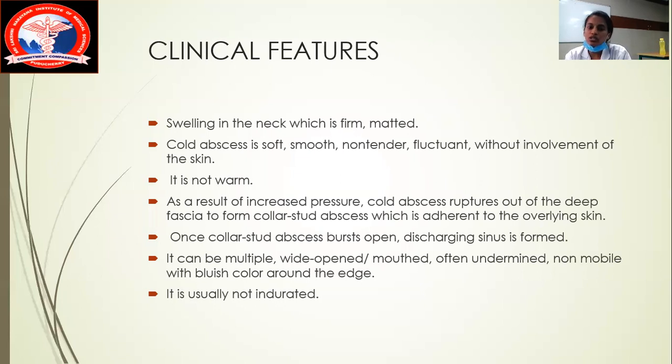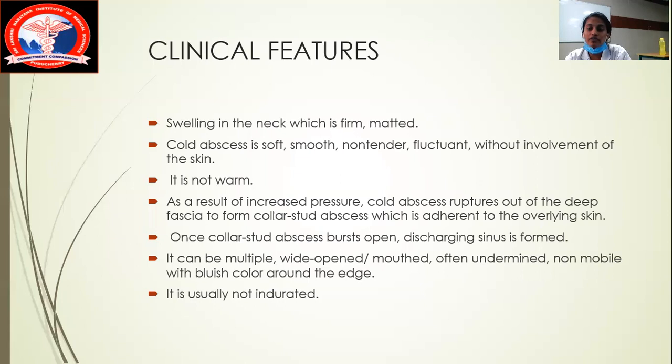So what happens when the collar stud abscess is a projected one? It often gets injured by the patient's hand or clothes, and therefore ruptures or bursts open, and the patient has a discharging sinus formation, which is the fifth stage we have seen previously. Usually it is multiple, because the nodes are matted, not a single one. There is multiple involvement which is wide open, and it is often undermined.